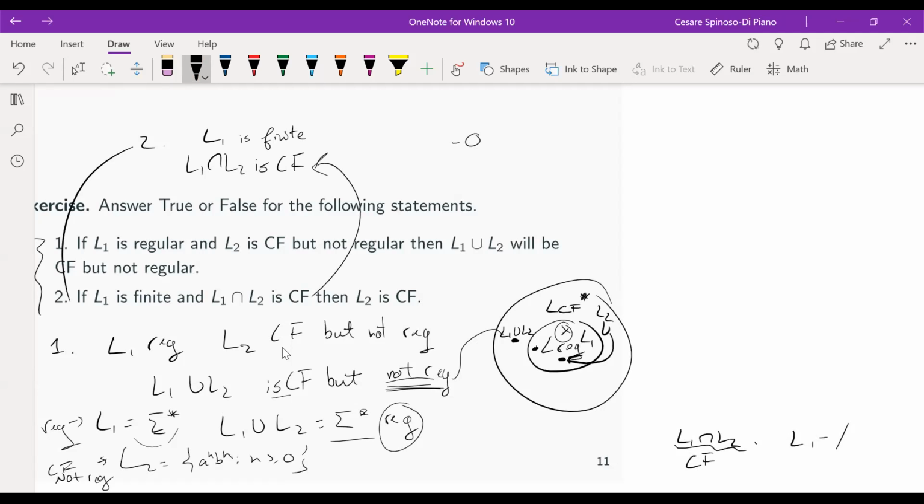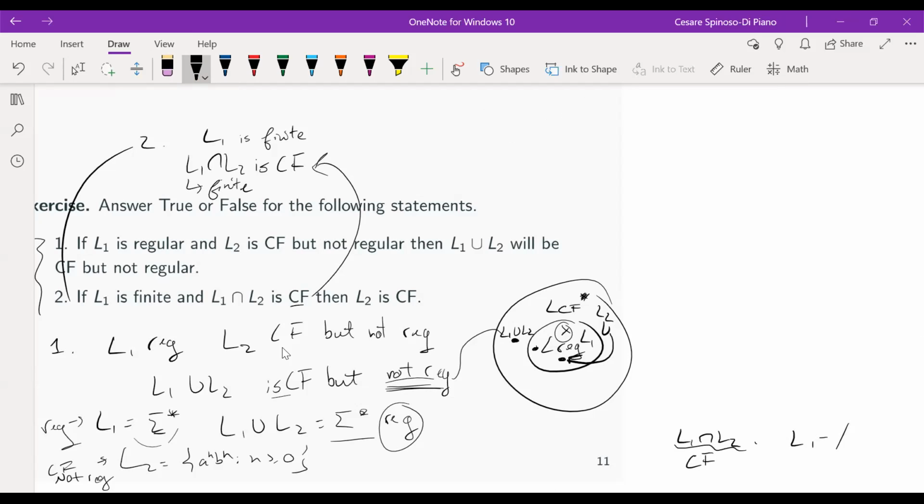So as someone pointed out, L1 intersect L2, well, the intersection is also going to be finite. Because if you have a finite set and you intersect it with anything, you can only have at most the number of elements in the finite set, right? You can't have more, because there's nothing more in the set. So that means that L1 intersect L2, yes, it's context-free, but it is in fact finite. So for sure, this is true. Okay, so we have this.